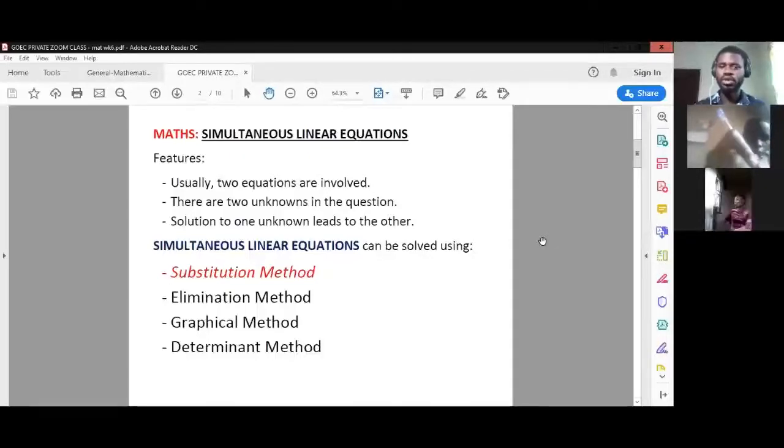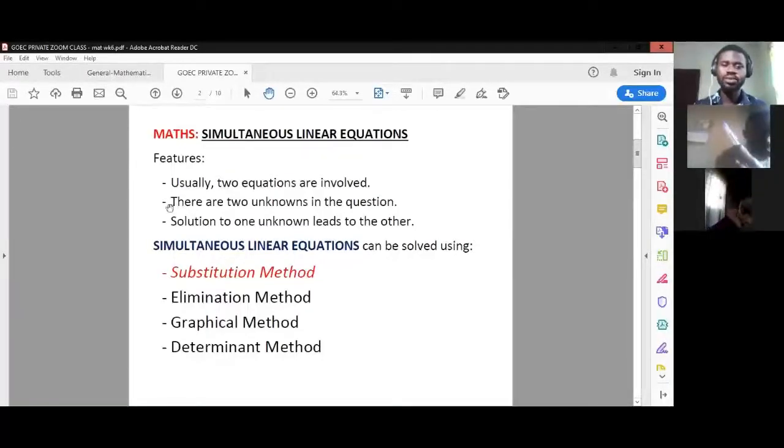You know, if you see a boy, there are certain things you see in a boy that make him a boy. If you see a girl, there are certain things you see in a girl that make a girl. These are the things that we call features, identifiable features. Now, number one, with simultaneous linear equations, usually two equations are involved. You have two equations together in that question. You see one at the top, you see one beneath. So when you see two equations written together and you are told to solve, that is a simultaneous linear equation.